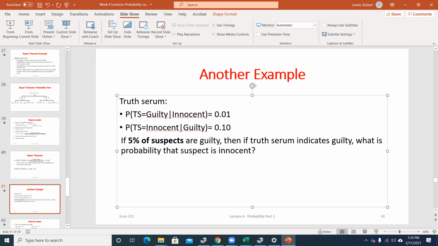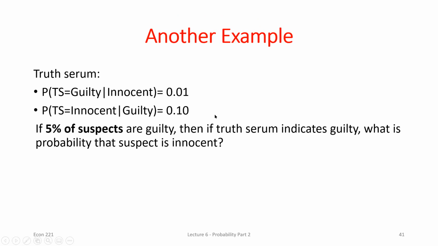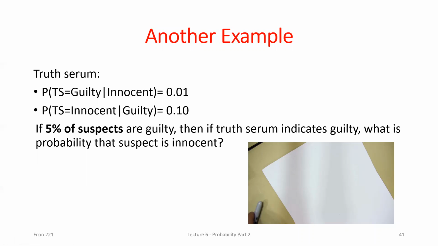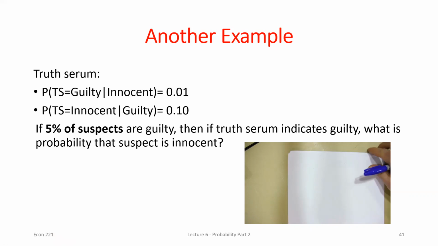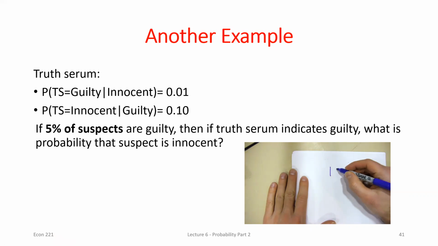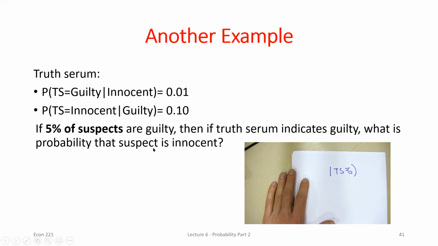Let's do this to make it a little bit better. I'll change the words here. So I was trying to give you that 5% of suspects are guilty. Then, if we see the truth serum indicates that someone's guilty, what's the probability that they're actually innocent? So what we're thinking about there is, given that this truth serum makes somebody say they're guilty, what's the probability that they're actually innocent?